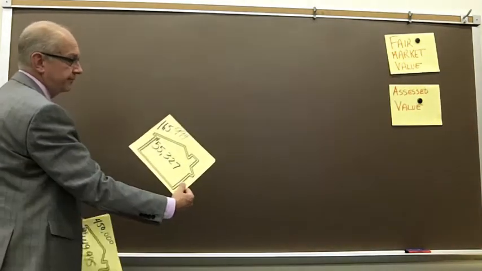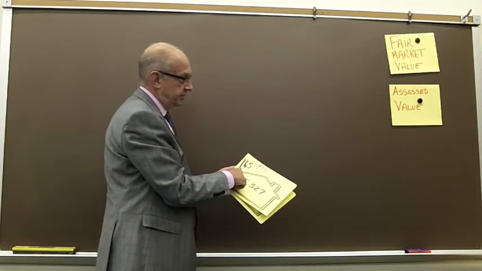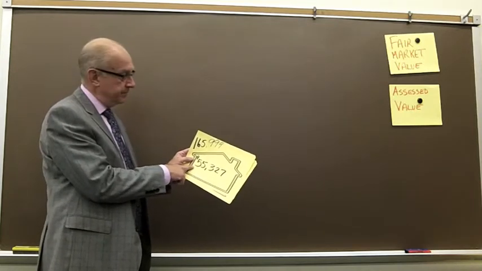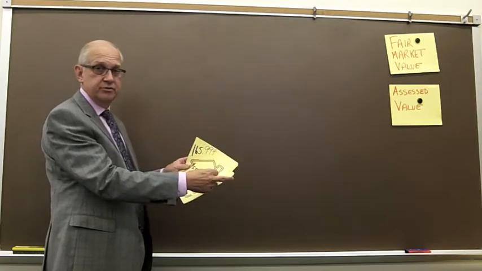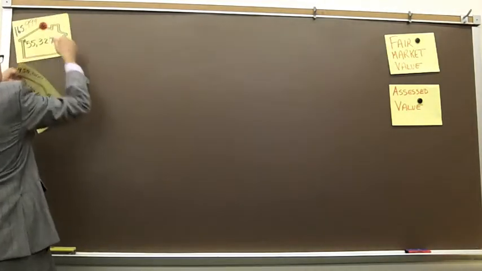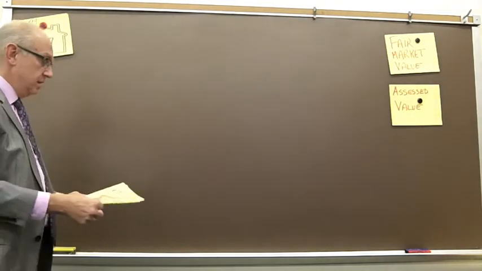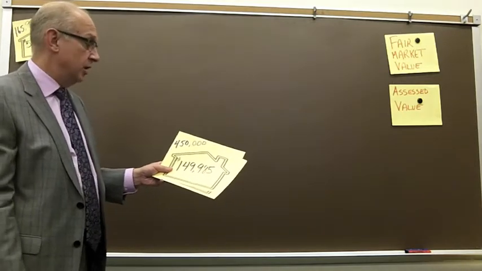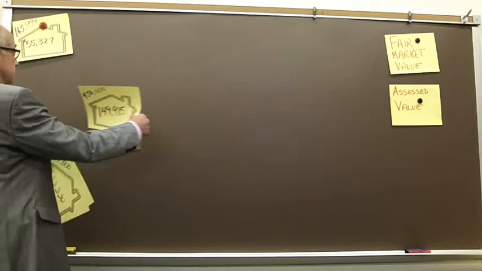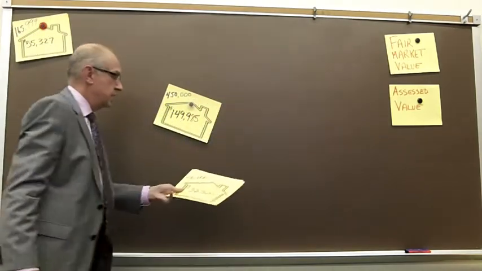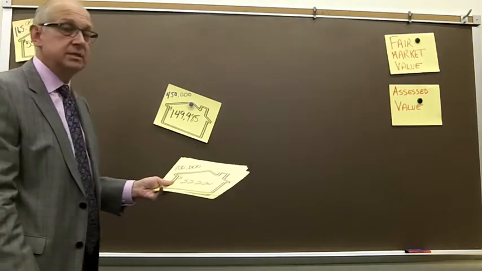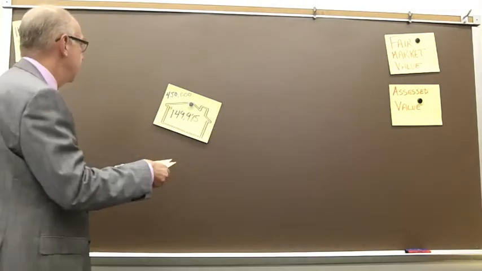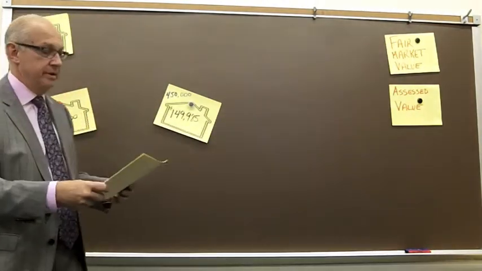We have this house with a fair market value of $165,999, 1/3 of fair market value. The assessed value is $55,327. That's one house of our school district. We have another house, $450,000 is the fair market value. That means that the assessed value is $149,985. Another house, $100,000 is the fair market value. That means that the assessed value is $33,330. And I'm just rounding these off, obviously.